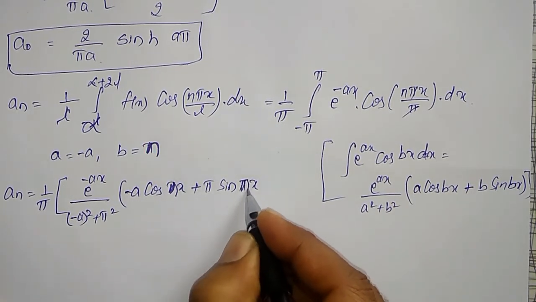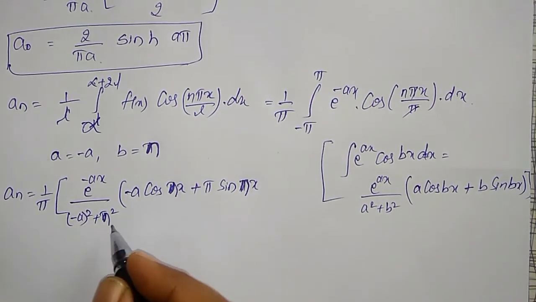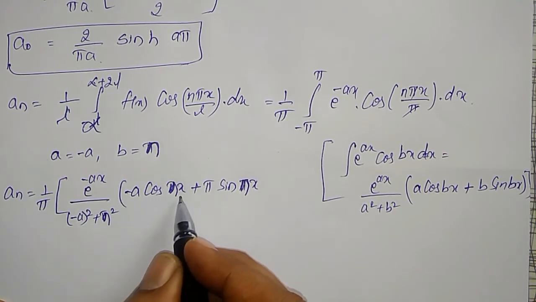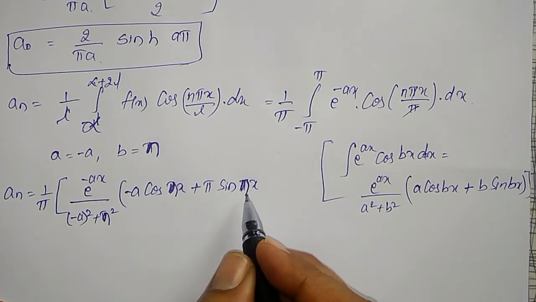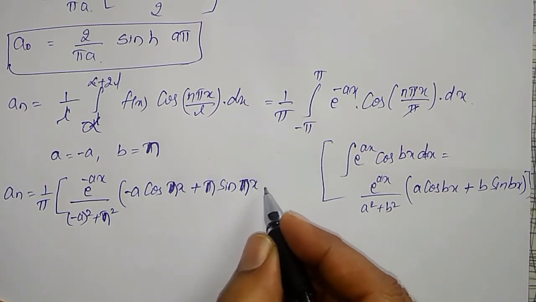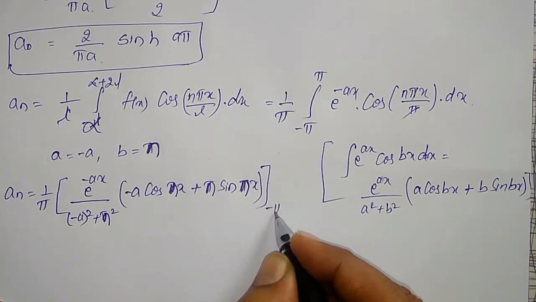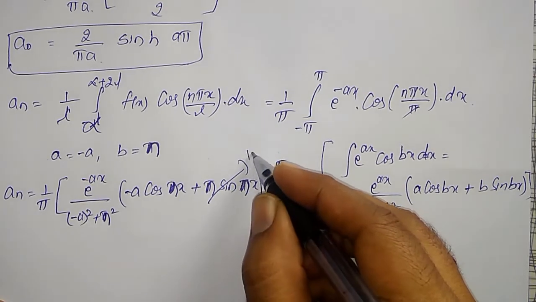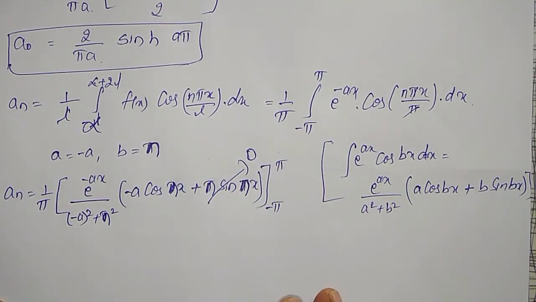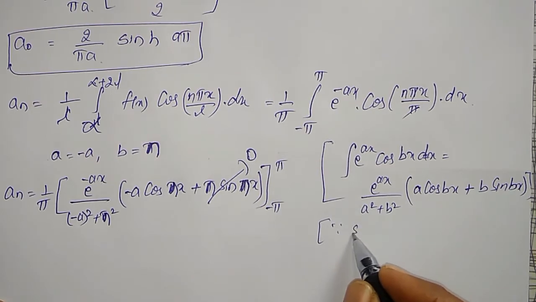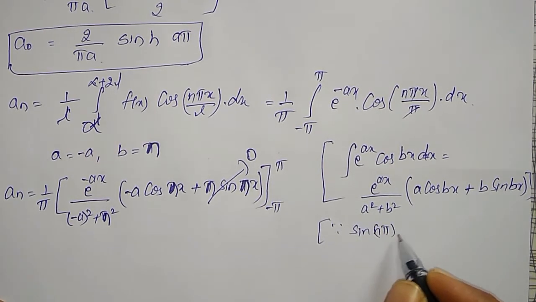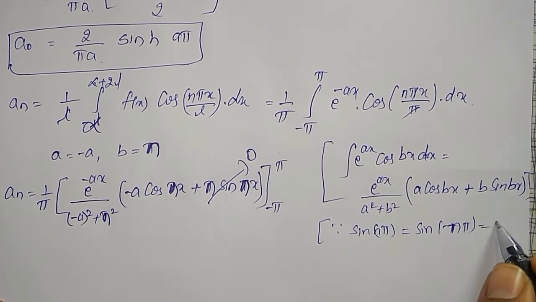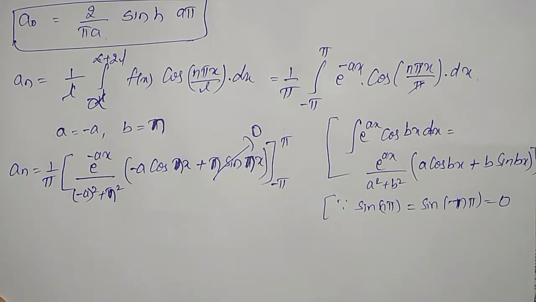Therefore, this will become e to the power minus ax divided by minus a square plus n square, into minus a cos nx plus n sin nx, between the limits minus pi to plus pi. For minus pi to plus pi, the sine containing terms will become 0, since sin n pi or sin of minus n pi are both equal to 0. Substitute the upper limit and lower limit for this one.